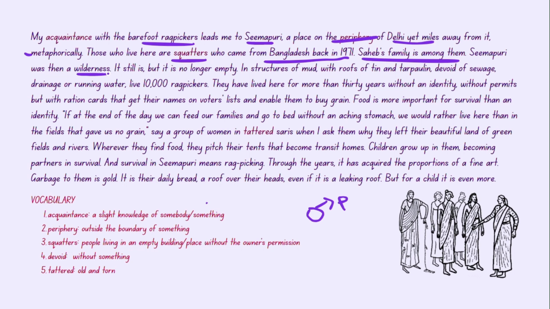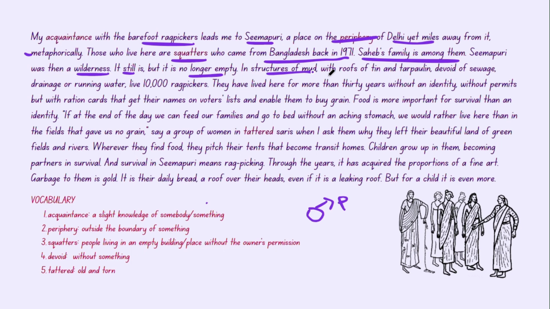Wilderness is a place which was left unkempt, left by people and ignored by people. So there are a lot of trees and plants and wild shrubs, they grow wild. It was a land that was forgotten, which was now occupied by the squatters who had come from Bangladesh. They did not own that land legally. It still is, but it is no longer empty.